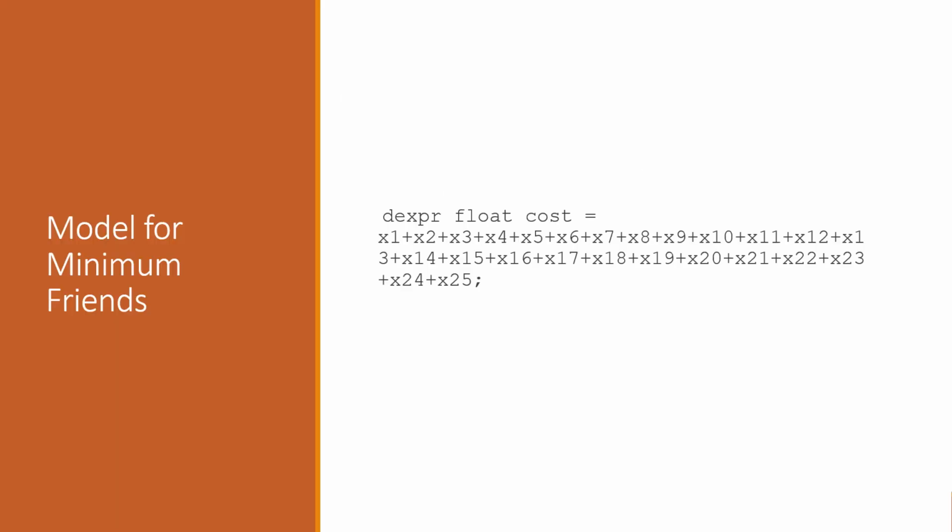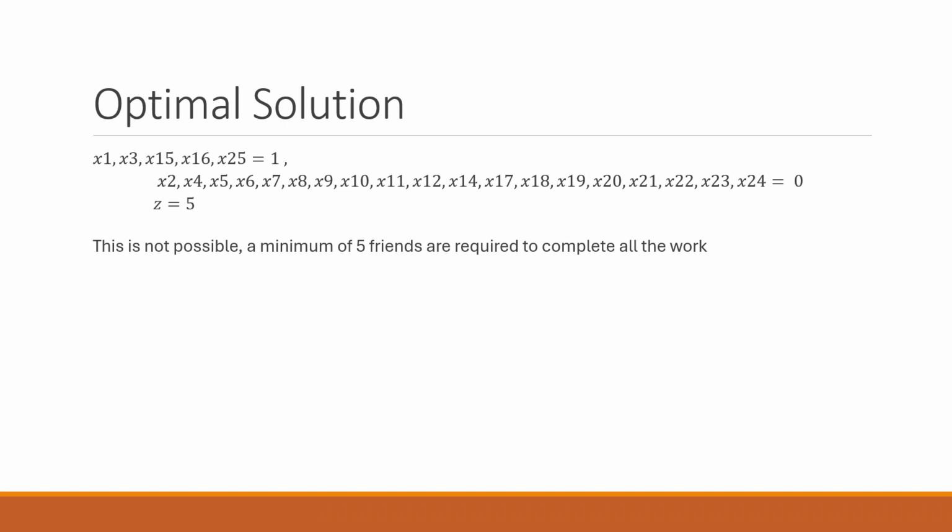Then lastly, we were asked to find the minimal number of friends that could be used to complete the job, which did require changing the model of the problem. So the updated minimization problem is there, with obviously no cost for each friend, just whether they will be used or not. And with the updated model, we find that the minimum number of friends that can be used is 5, which is friends 1, 3, 15, 16, and 25. And so Mr. House using 4 friends is not possible because not all constraints will be met.